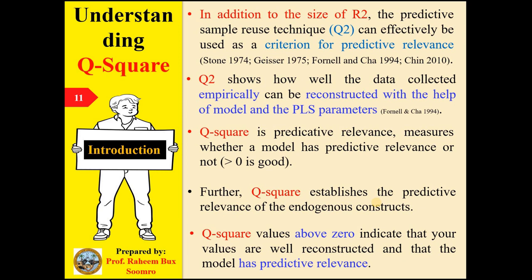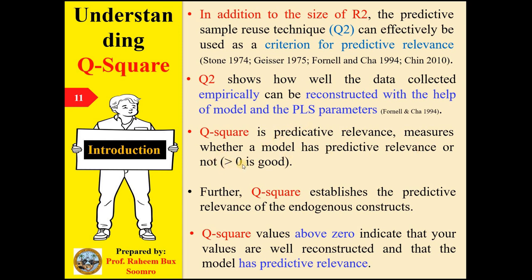Then another one, the Q square. In addition to the size of the R square, we also have to apply the predictive sample reuse technique, Q square, to get the predicted relevance, whether it is relevant or not. Q square shows how well the empirically collected data can be reconstructed with the help of the model and the PLS parameters. Q square is a predicted relevance, showing whether the model has predicted relevance or not.